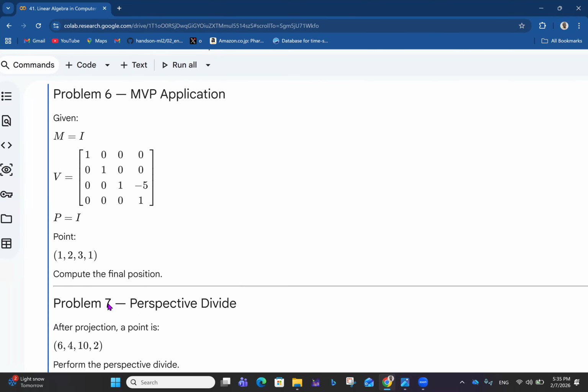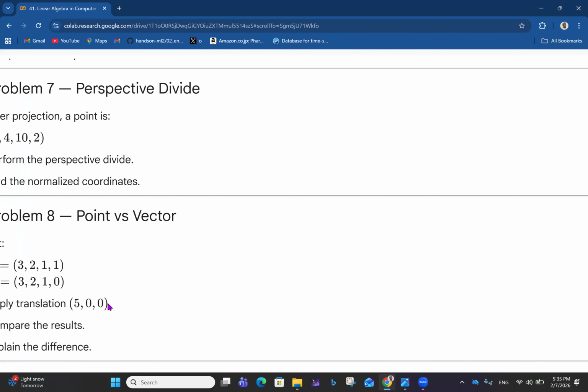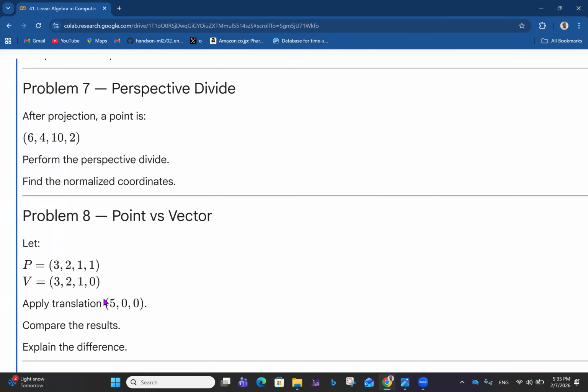You can follow that. Then 7 and 8, now you have the perspective divide. So after projection, the point is this: perform the perspective divide and find the normalized coordinates. Of course, that's like dividing 3 by 2. You have 3, 2, 5, 1, and all that. And then you can normalize. So point versus vector, you have P is 3, 2, 1, 1, V is 3, 2, 1, 0. Apply translation, compare the results, explain the difference.